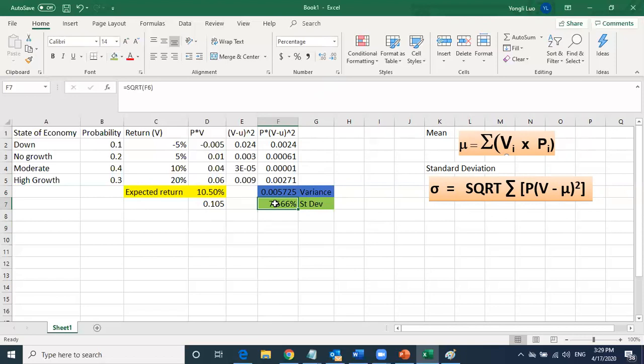So the decision is going to be: if you have two stocks with the same level of return, you choose the stock with lower standard deviation. And the standard deviation means the risk. And if you have the same level of risk, you choose the stock with a higher expected return. Okay, if the two stocks have different returns and standard deviations, you use a coefficient of variation.